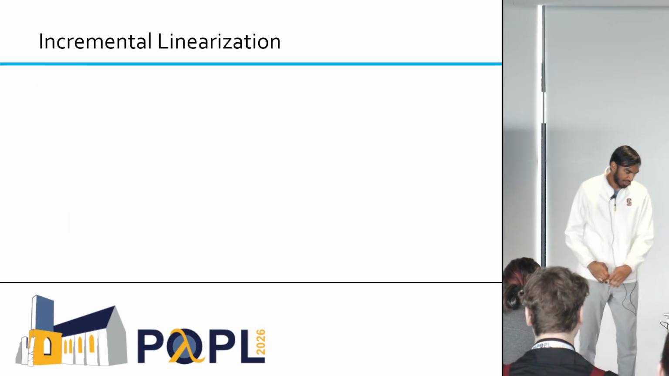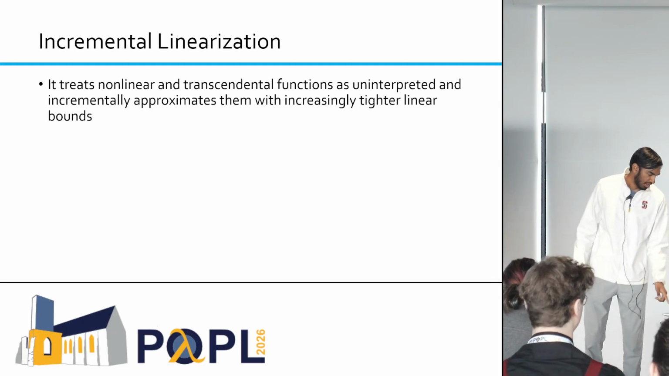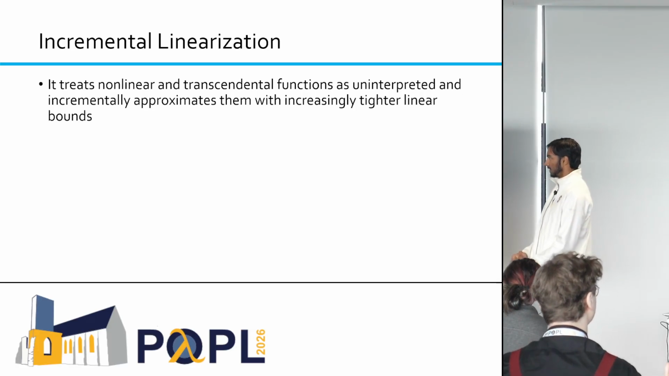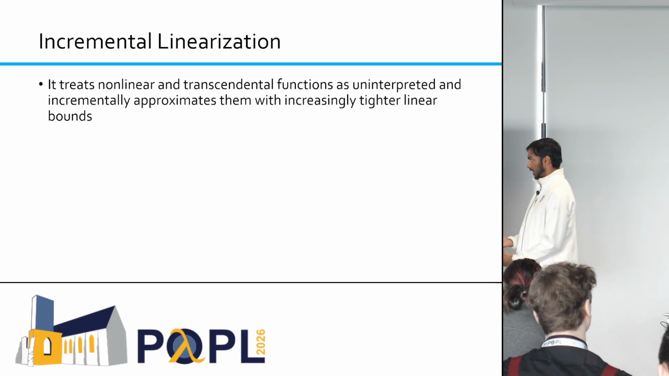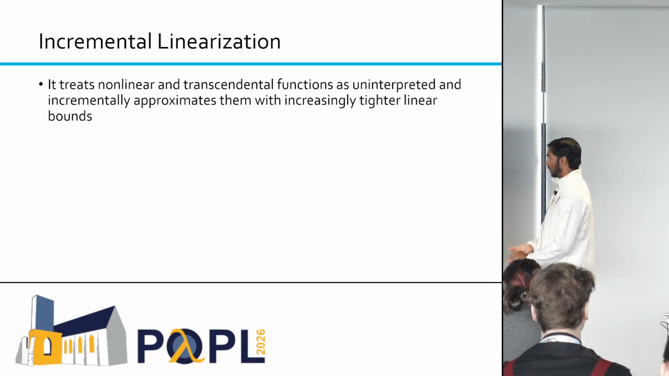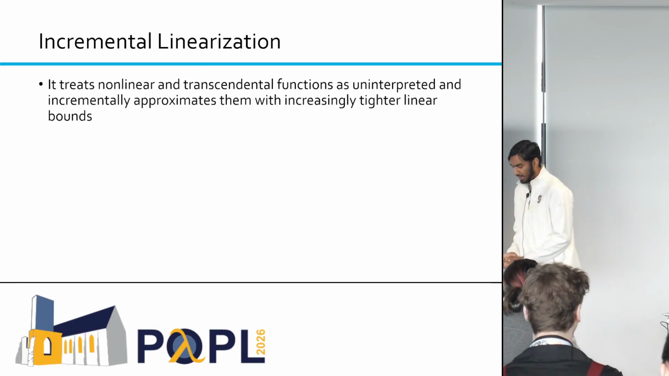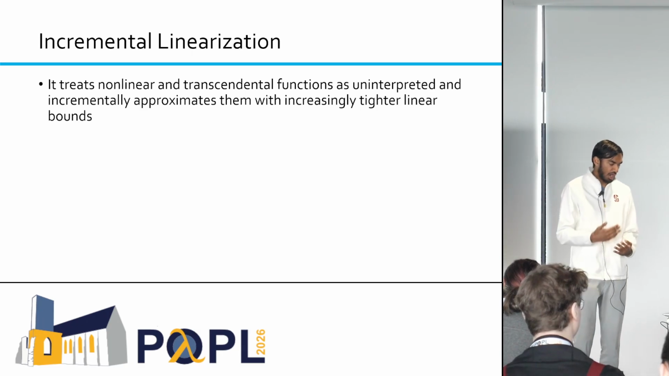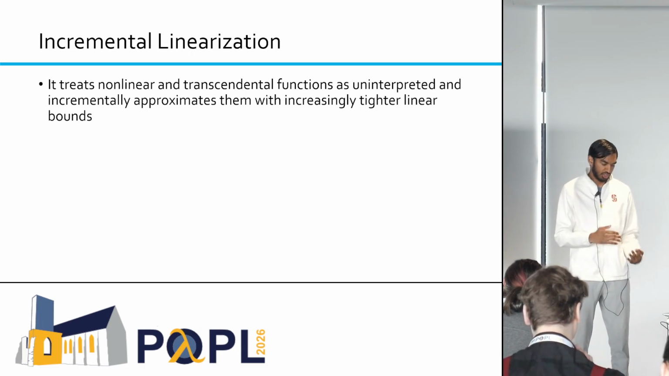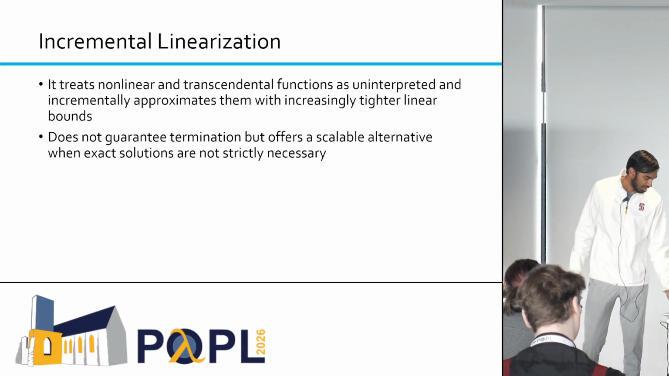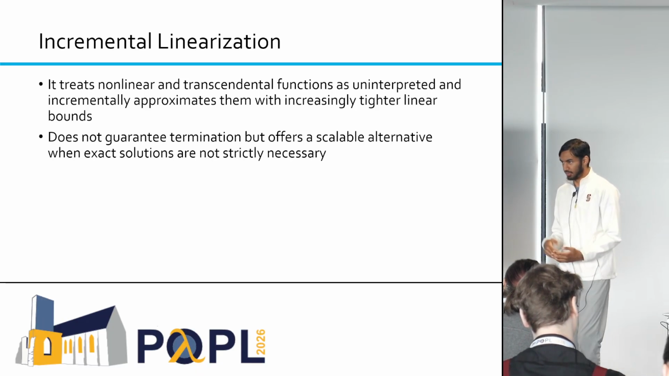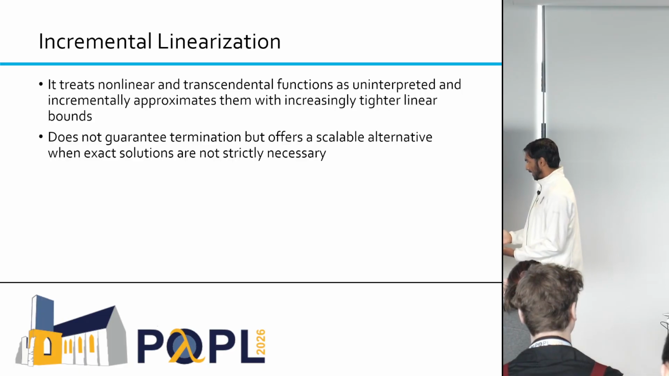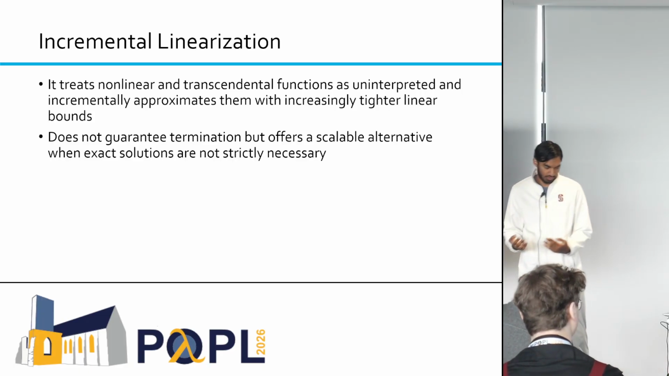First, let me explain what incremental linearization is. You have nonlinear and transcendental functions, as I mentioned before, such as the exponential function or trigonometric functions. What we do is abstract these away as uninterpreted functions, and then we incrementally approximate them using linear bounds. This doesn't guarantee termination. It could just run, but it's a scalable alternative if you don't need exact solutions.